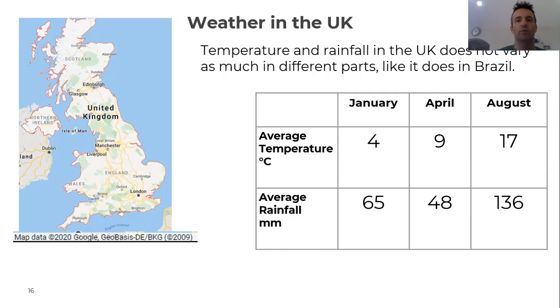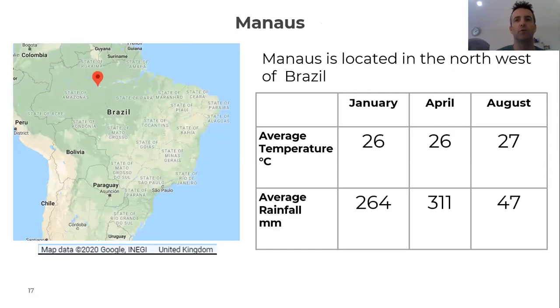Whereas in Manaus, if we just have a look back at Manaus, it stays the same more or less throughout that time. And you might notice also the temperatures in Manaus are a lot higher than the United Kingdom. So 26 or 27 degrees is a lot higher than 4 or 9 or 17. So in general, it's a lot hotter in Manaus throughout the year than it is ever in the United Kingdom.